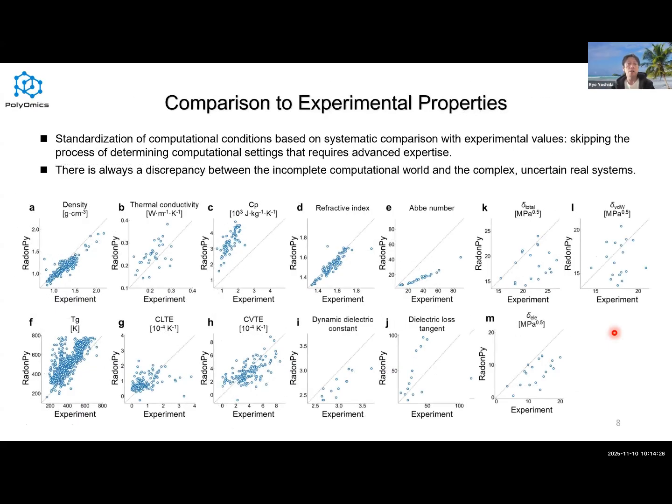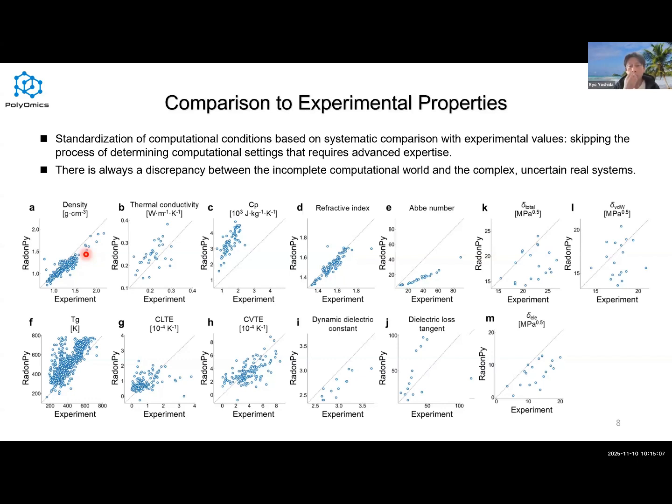So now let's see the result of a systematic comparison between the properties calculated from RadonPy and experimental observation. As you can see from this figure, for some properties, RadonPy calculated properties exhibit good agreement with experimental observation, but for some other physical properties, there are significant inconsistencies between the calculated and experimental properties.